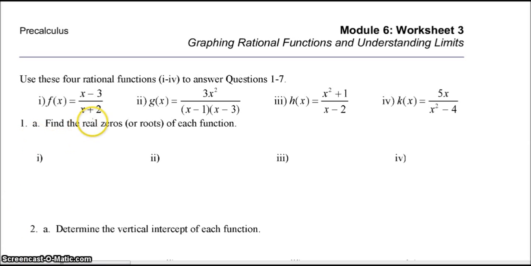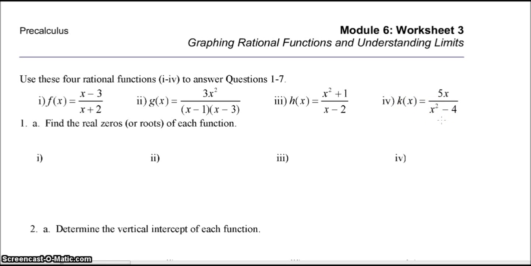First, remember that a rational function is just one polynomial divided by another. We have polynomials in the numerator and denominators of all these functions. Notice that this is a linear polynomial. Here's a quadratic polynomial.